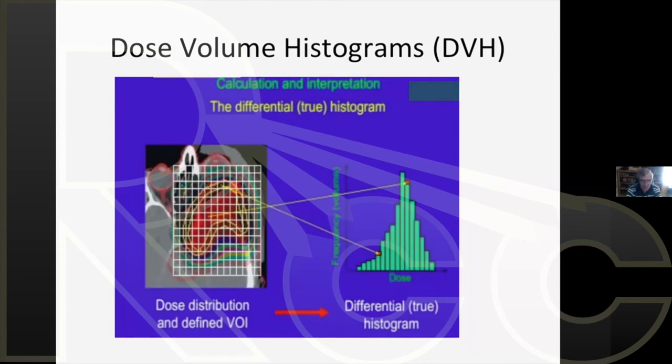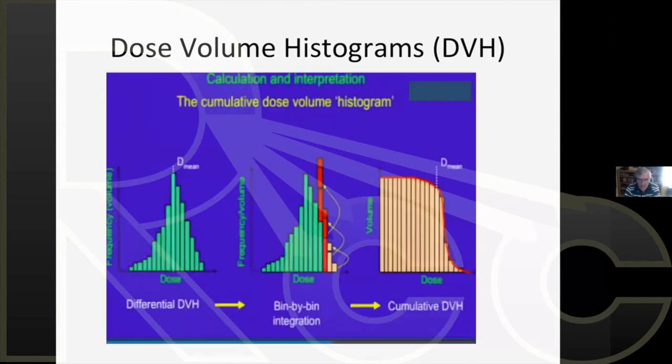So if the goal is, say, 70 gray, as you can see in the middle, where the dose is fairly uniform, there'll be a lot of those voxels that contain 70 gray. As you move over to the periphery, there'll be fewer and fewer voxels, and there'll be voxels of a lower dose. So you actually create this histogram. This is a real good mathematical histogram that shows you by its height how many voxels have how much dose. So that's the differential one. That's not the one we look at.